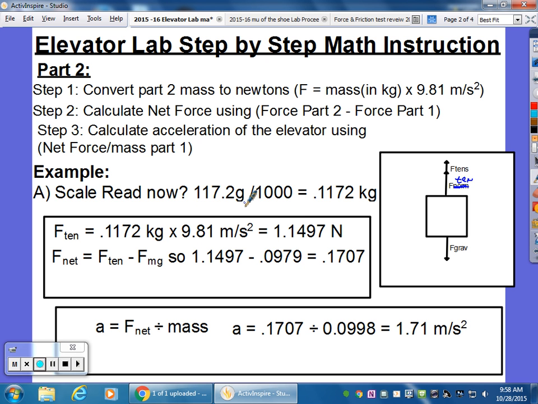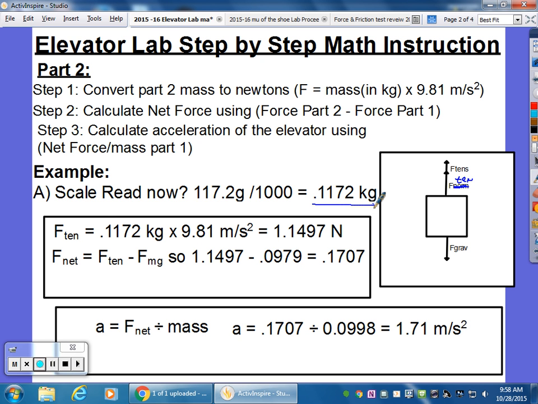In terms of what goes on the data sheet, it asks you for the reading. The reading on the scale was this, divided by 1,000, and we got it into kilograms. Then it asks you to solve for the net force as well as calculate the acceleration. To solve for net force, we take the force from part two that we solve for, and subtract from it the force from part one, which is the gravitational force.